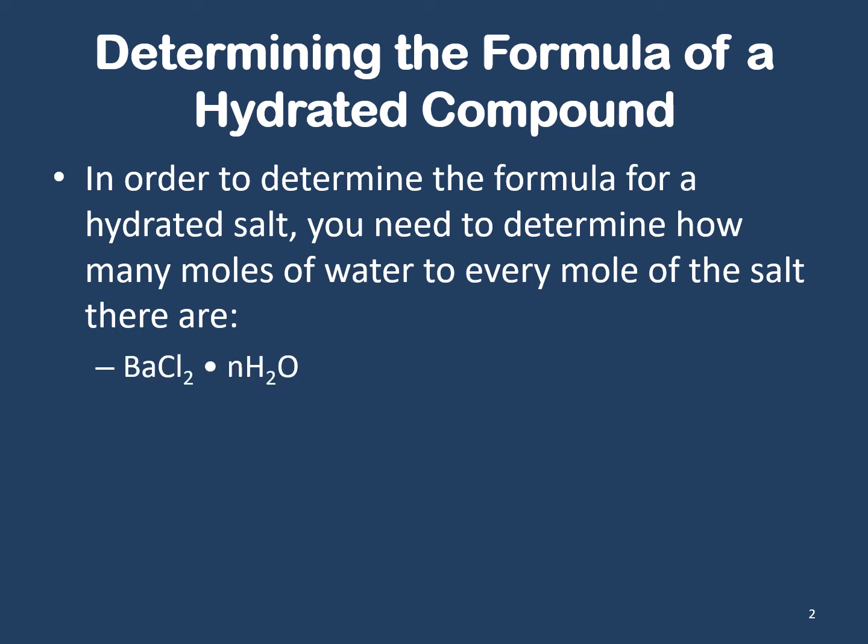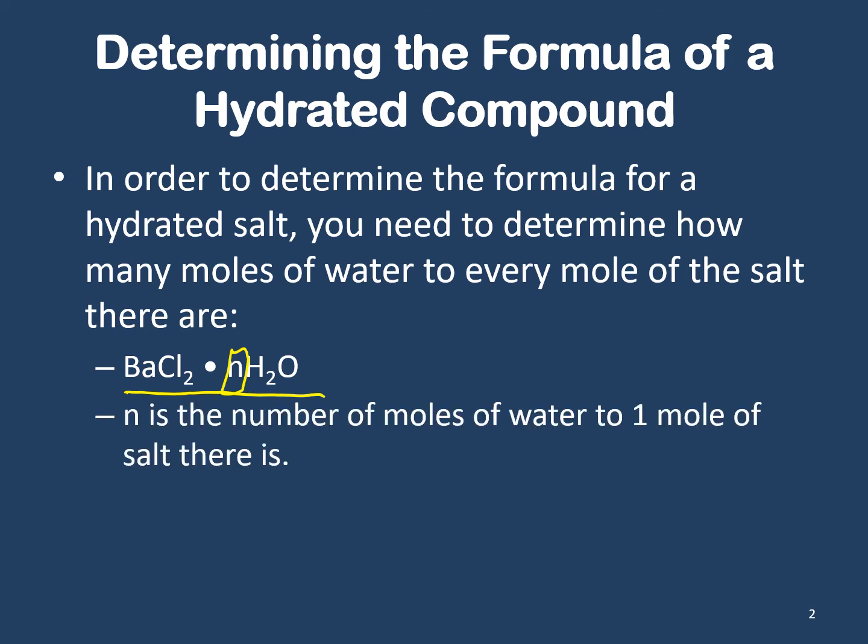For instance, let's say I have an ionic compound that's hydrated with a certain number of water molecules. I want to solve for N here. We use N for a lot of different things in this chapter, so it's very important to distinguish N's. N when we're determining a molecular formula from an empirical formula is different from N when we're determining the number of waters present in a compound. So N is the number of moles of water to 1 mole of ionic compound, or the salt.